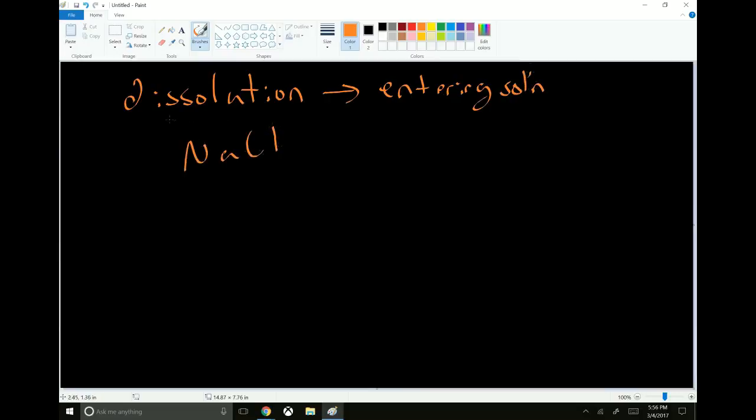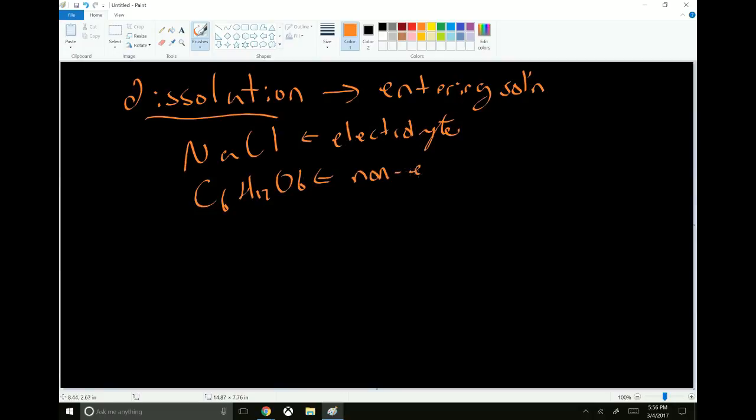Sodium chloride will undergo dissolution, but so will sugar, C6H12O6. But sodium chloride is an electrolyte, but table sugar is a non-electrolyte. They both dissolve, they both undergo dissolution or solvation. Solvation is another word for that.